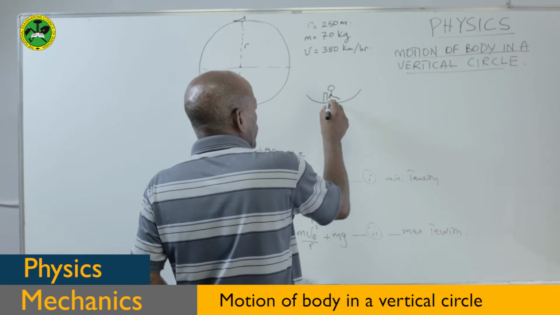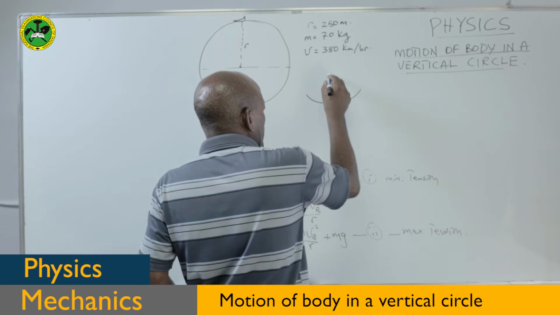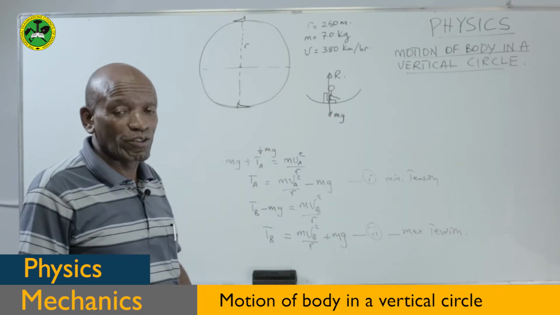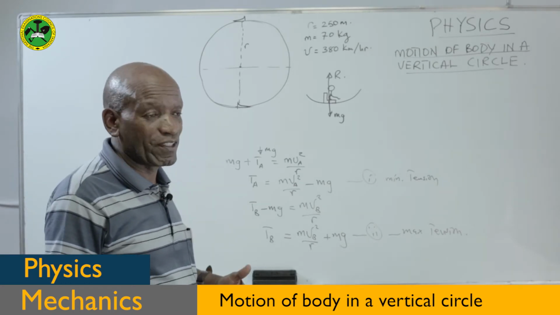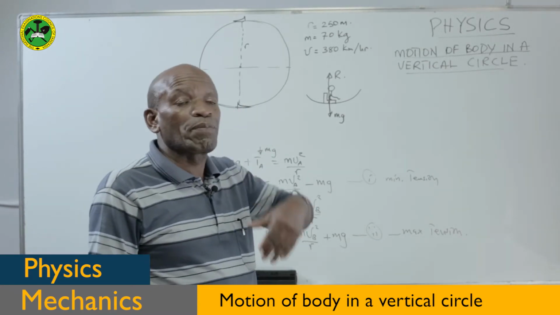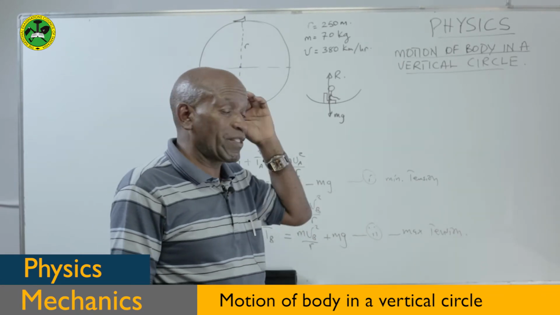his weight will be acting downward there, which is the mg. Now the reaction force is acting upward there. So that is the thing we are going to look at: the reaction he is going to feel from his seat, whenever his plane is looping a loop in that particular radius with that particular speed.